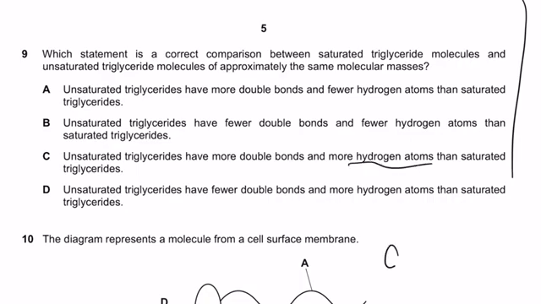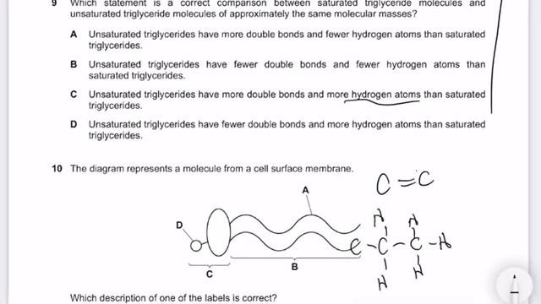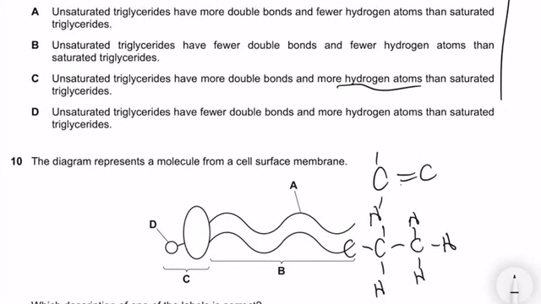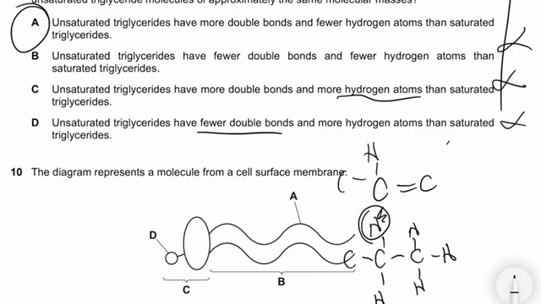No, if you have more double bonds, then you're going to look something like this. Basically, this is a chain where each carbon atom should be surrounded by four bonds. So if there are two bonds here, then there'll only be one bond with hydrogen and another bond with carbon. So I'll have one less hydrogen for each carbon atom. Therefore, unsaturated triglycerides always have fewer hydrogen atoms. Unsaturated triglycerides have fewer double bonds? Again, wrong. So the answer is A.